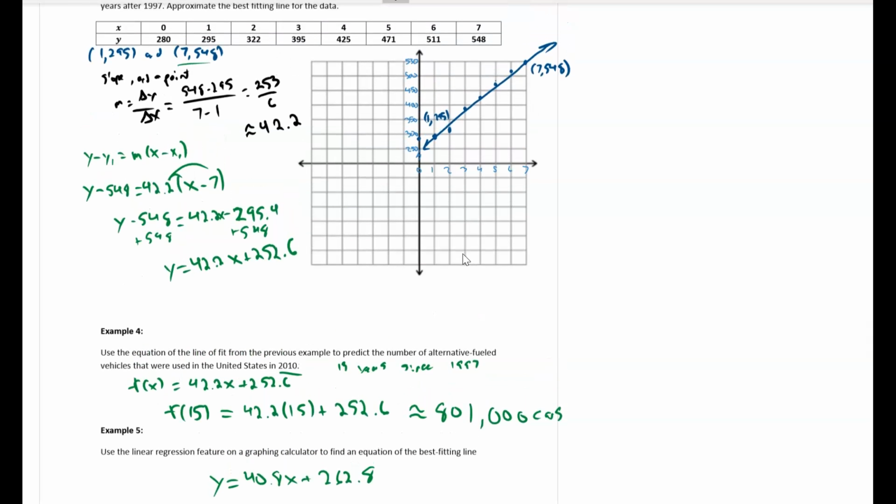Make sure you still understand how to choose 2 points, construct a line through those 2 points, and find the equation of a line through 2 points, essentially, here.